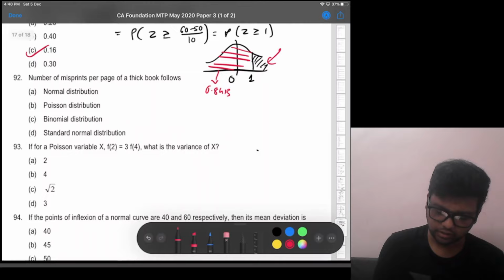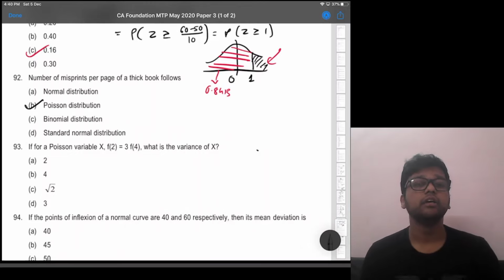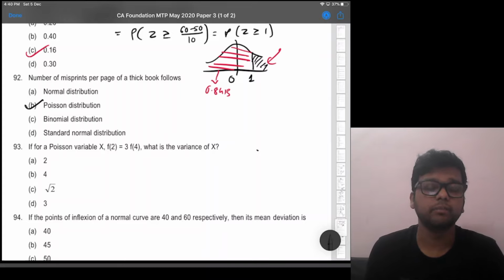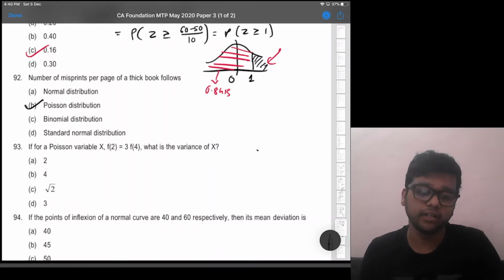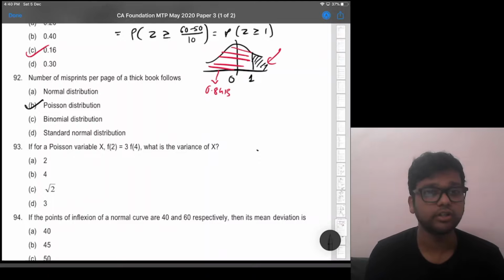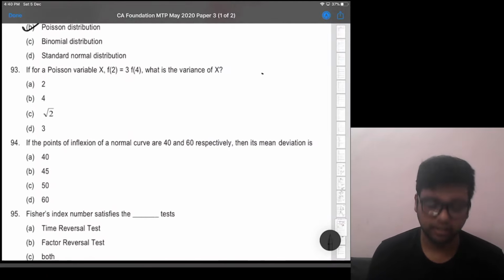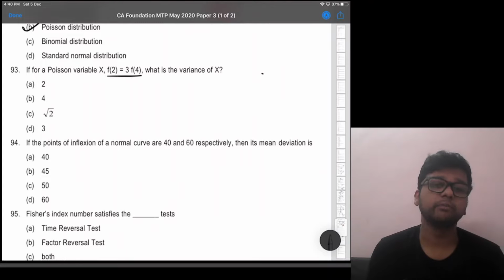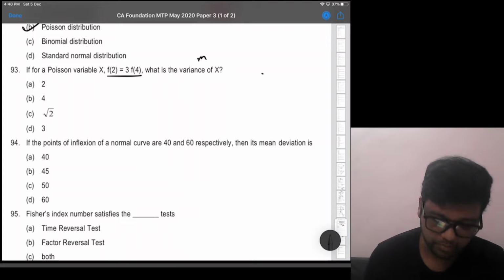Number of misprints per page of a thick book follows Poisson distribution, because we know that something per something, maybe calls per hour, per book, per month, accidents per month, things like that, or maybe growth per minute, follows Poisson distribution approximately. If for a Poisson variable f of 2 is equal to 3 times f of 3, f of 4, what is the variance of x? Okay. Variance is m, right?